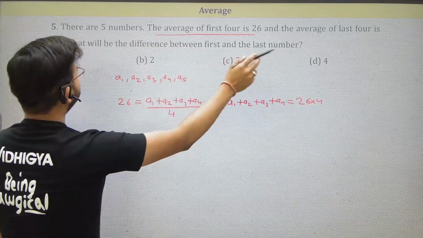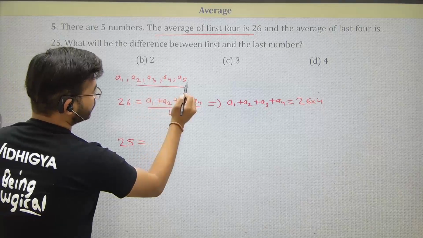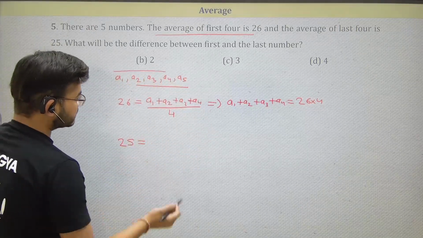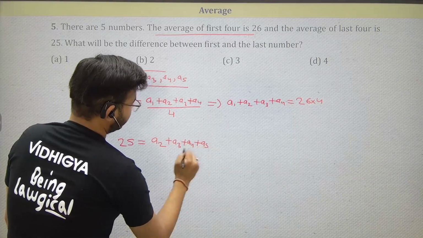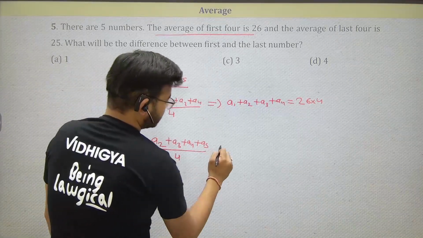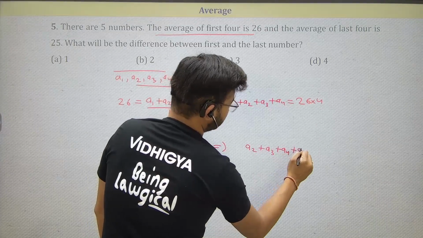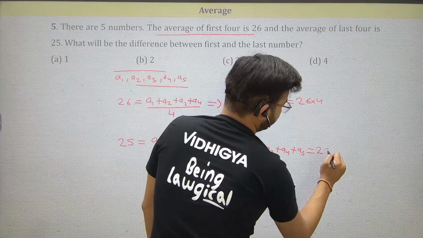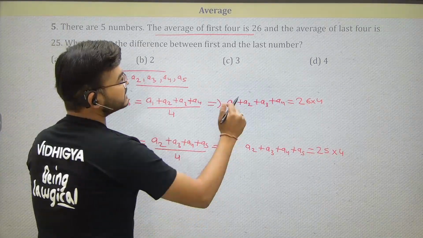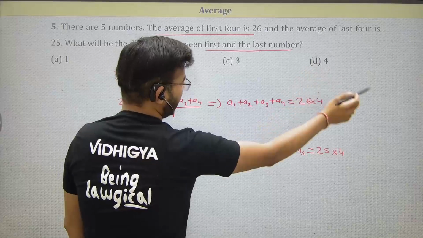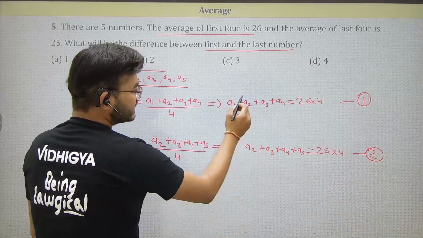Similarly, it is given that average of last 4 is 25. So 25 is equal to last 4. So last 4 will be these, as first 4 were these. Last 4 means A2 plus A3 plus A4 plus A5, divided by 4 is 25. So this implies that A2 plus A3 plus A4 plus A5 is equal to 25 into 4. Okay. Now we are asked, what is the difference between first and the last number? So we have got first equation and we have got second equation. Now simply subtract these two equations.